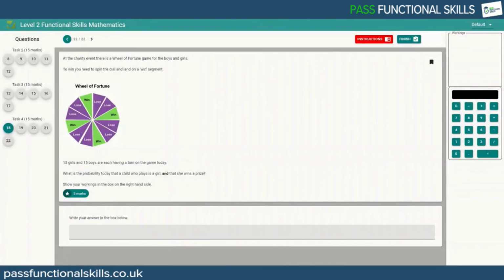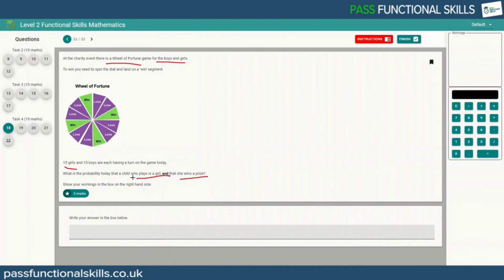Now, on to the final question of the paper. We're told at the event there will be a Wheel of Fortune game for the children. To win the Wheel of Fortune, you will need to spin the dial and land on one of the 4 green win segments. Given that 15 girls and 15 boys are each having a turn on the game today, we're asked to calculate the probability that a child who plays is a girl, and that she will win a prize.